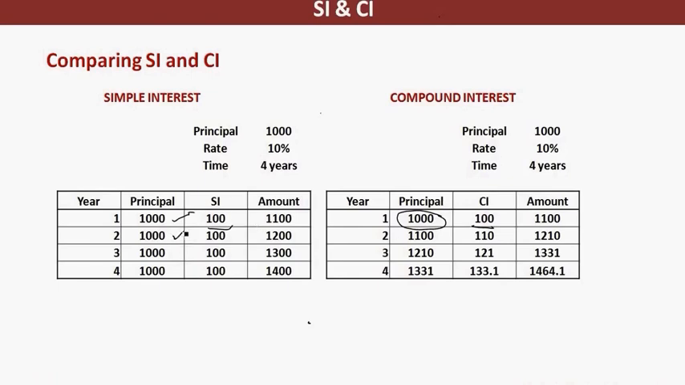But when we come into the second year, it makes a great amount of difference. The principal in case of SI is still 1,000, whereas in case of CI, the principal will be 1,100. Now if I look at the compound interest, it is 110. This 110 compound interest is on 1,100.